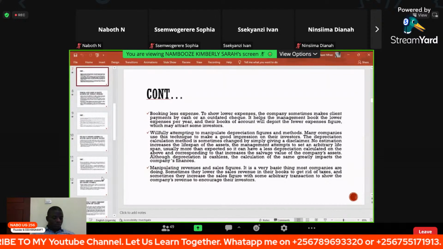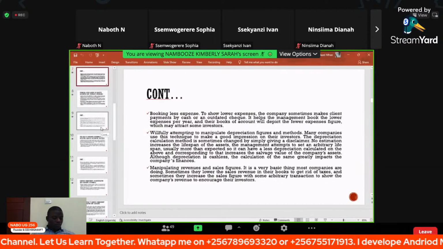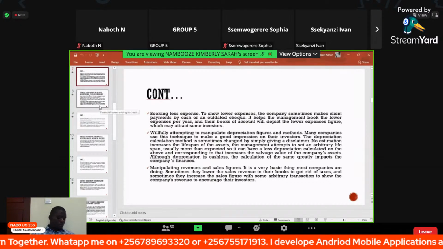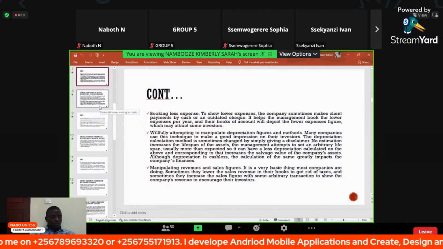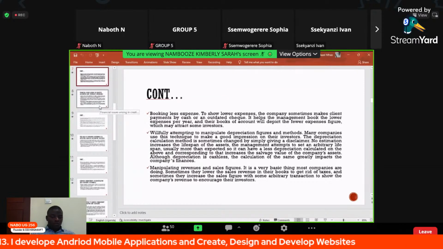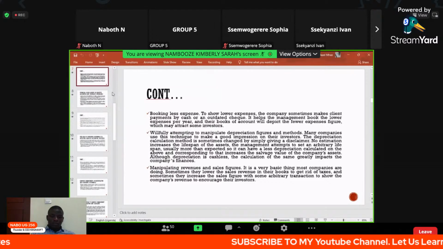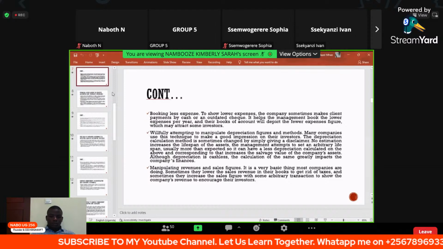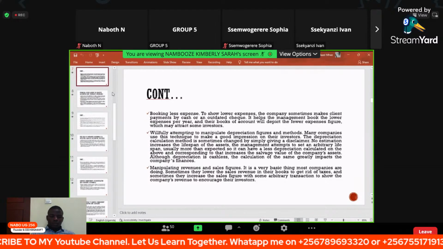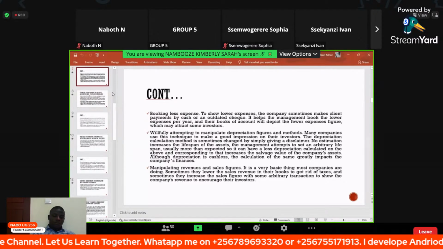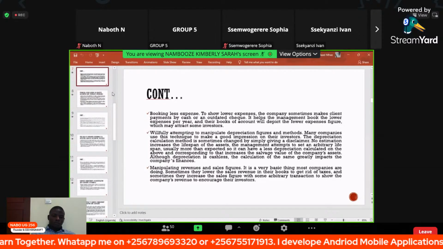We are seeing that although depreciation is cashless, the calculation of the same greatly impacts the company's finances. The last one I'll give is manipulating revenues and sales figures. Here, companies lower the sales revenue in their books to get rid of taxes, and sometimes they increase the sales figure with some arbitrary transaction to show the company's revenue to encourage their investors. In other words, they do this in order to get more investors to their company so that they can get more money to use.